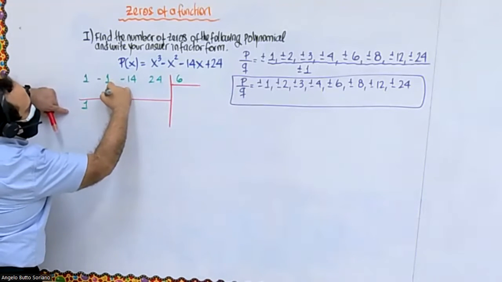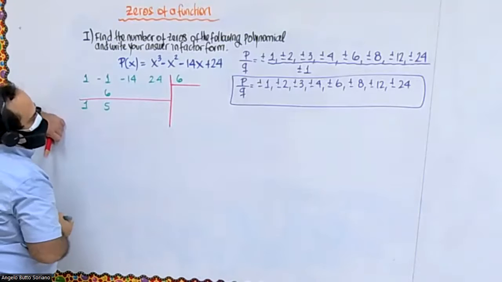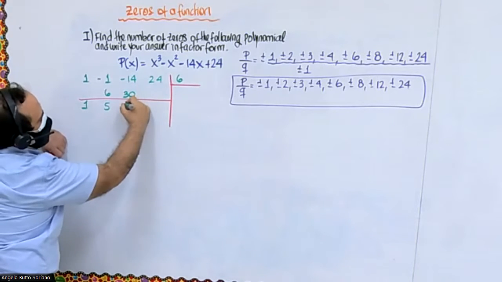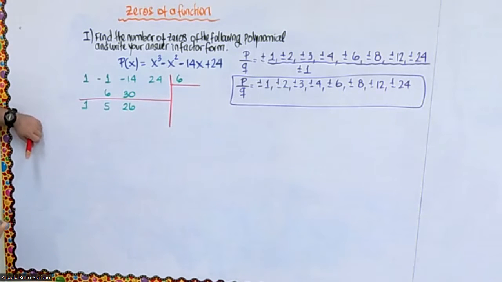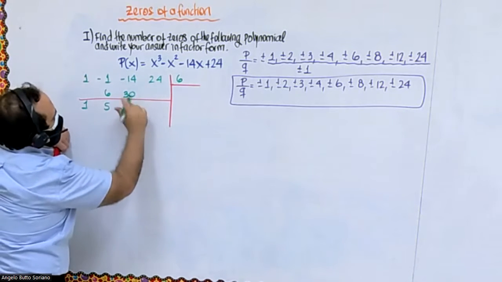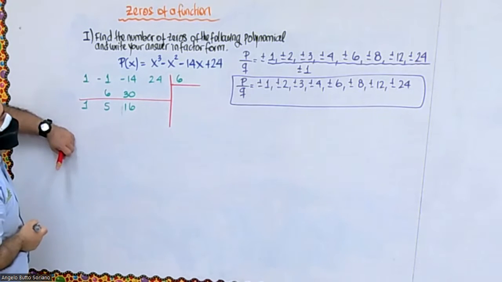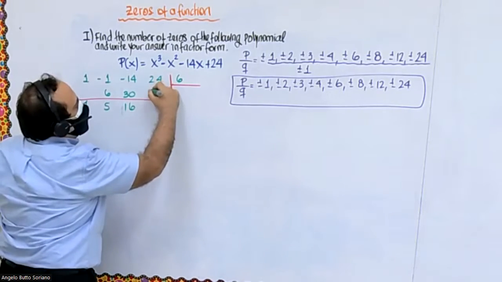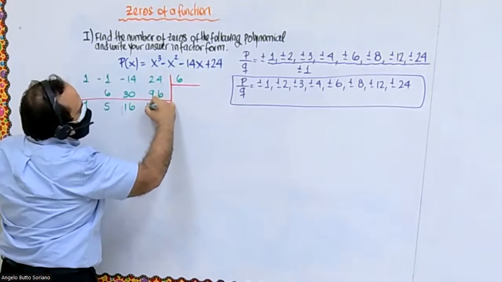1 times 6 will be 6. 6 minus 1 is 5. 5 times 6, 30. 30 minus 14, that will be 16, sorry. 16 times 6 is 96, and that will be 120.